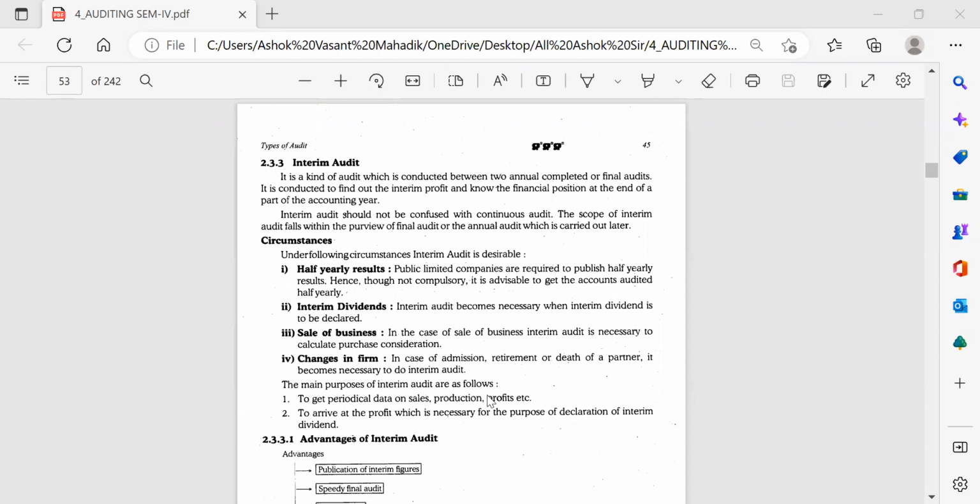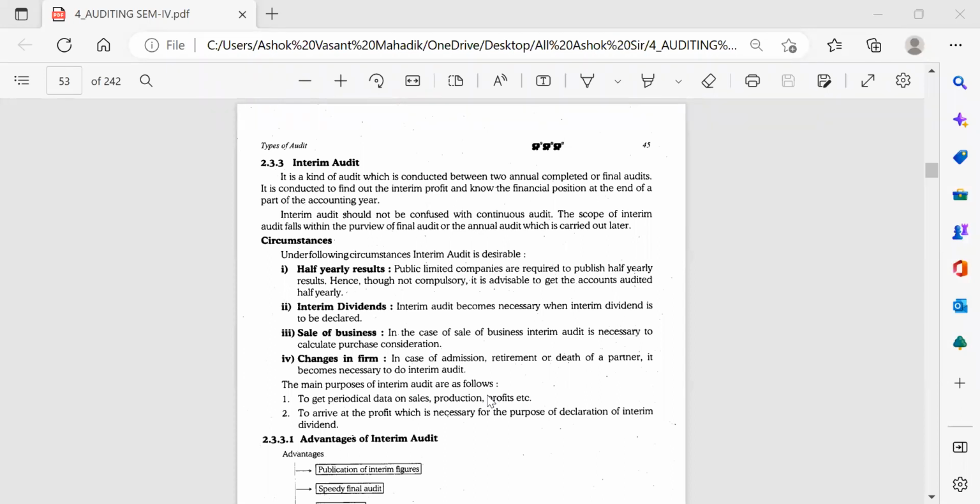So the company may get its books of accounts audited twice, 6 monthly. This will help them to declare interim dividend. I just explained this a few minutes back. So I'll read a few lines. It is a kind of audit which is conducted between two annual or completed audits.